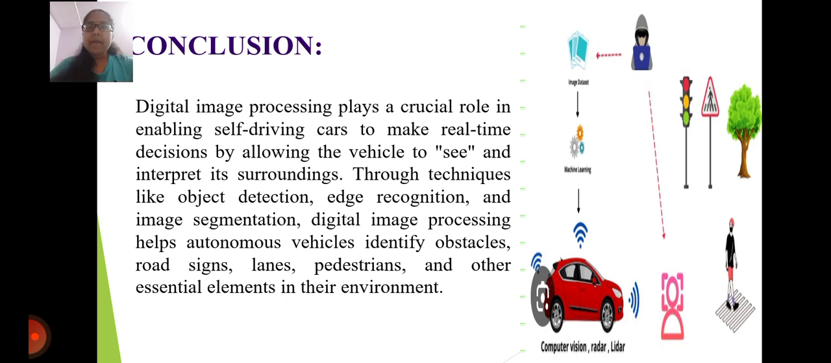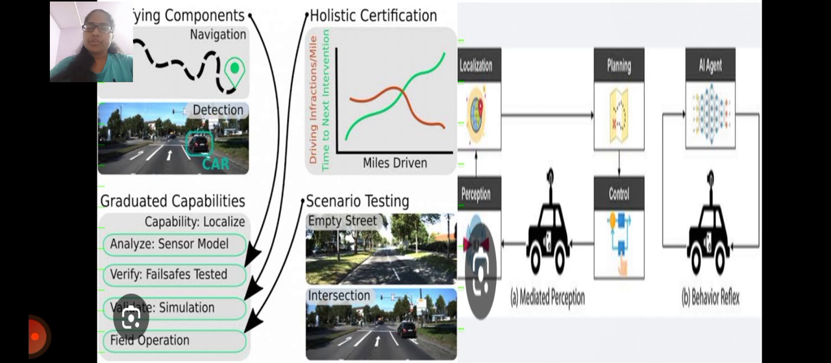So, by saying this, I'll conclude the topic, by saying that digital image processing plays a critical role in enabling the self-driving car to make real-time decisions by allowing the vehicle to see and interpret its surroundings. This is about the topic.